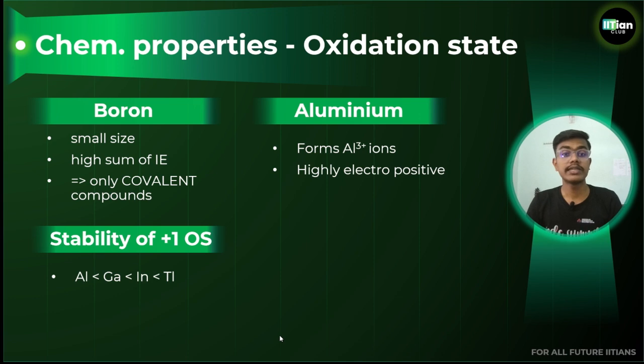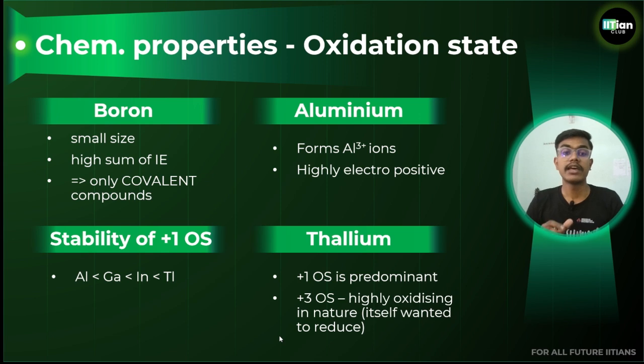And speaking about the stability of the +1 oxidation state, as you know, the +3 oxidation state is the general oxidation state of this group because the number of valence electrons is 3. But as you move down the group, as we discussed earlier, due to the inert pair effect, the inner s electrons are reluctant to participate. So as we move down the group, the stability of the +1 oxidation state increases. That's what we see in the trend: aluminum, gallium, indium, thallium. And speaking about thallium, the +1 oxidation state is predominant and the +3 oxidation state is highly oxidizing in nature.